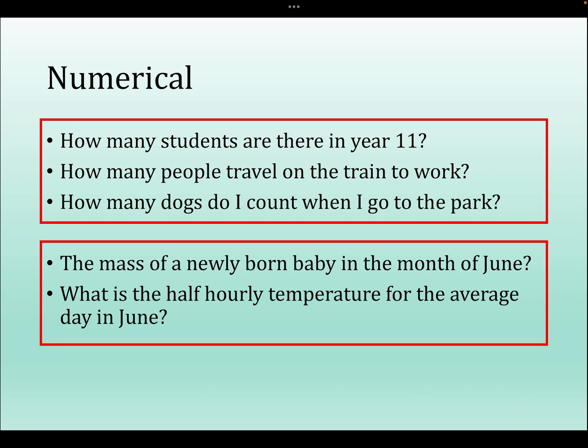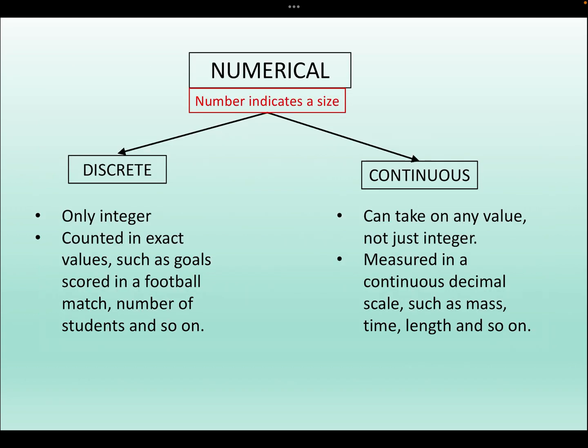Again, you can split that into two distinct groups. So how many students you are counting? Integer, discrete value. You can't have half a student. You can't have half a dog. You can't have half a person traveling on the train to work. Whereas the mass of a newborn baby could be 2.85 kilograms, 2.86 kilograms, and so on and so forth. So the second numerical category is continuous, which means it takes on decimal places.